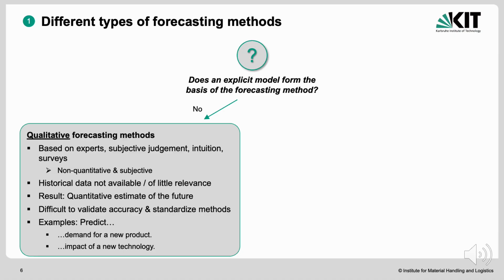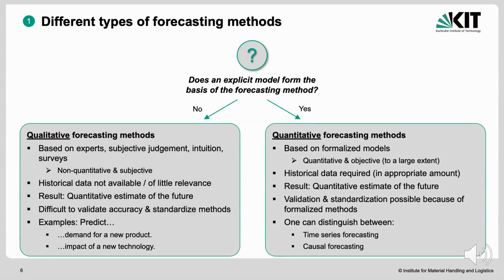Actually, the real demand in the first 1.5 years was not really that high. What we usually need in order to meaningfully size the supply chain is a quantitative estimate of the future, and therefore we need methodologies which we can validate and standardize in order to predict the future and also know about the deficits of the predictions. For instance, what is the demand for a new product? What will be the impact of a new technology?